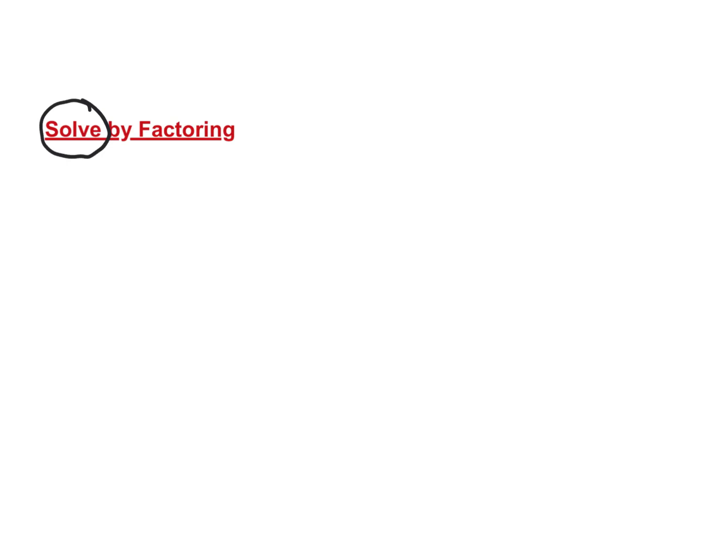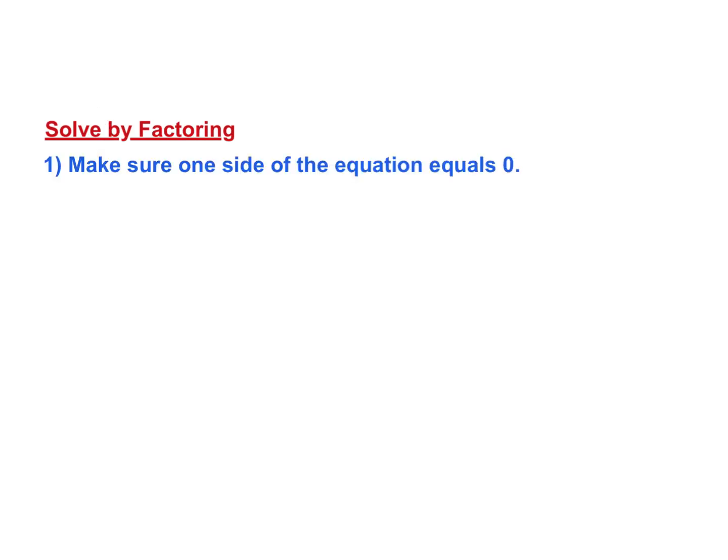Okay. So here are the steps that I want you to follow. First off, you need to make sure one side of the equation equals 0, if it's not already done for you. Sometimes it's going to be done for you. Sometimes it's not. That's the first step. Then once we've done that, it's a matter of actually factoring the equation.